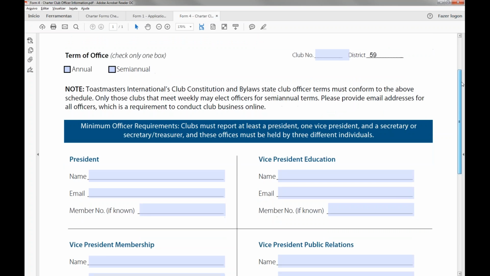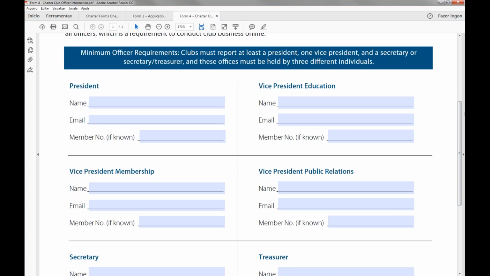So in this form, you have all the information for the 7 officers. Once again, there is no need to have more than the secretary and the president, but I advise you to have all the officers possible, in order not to have to add the information afterwards.